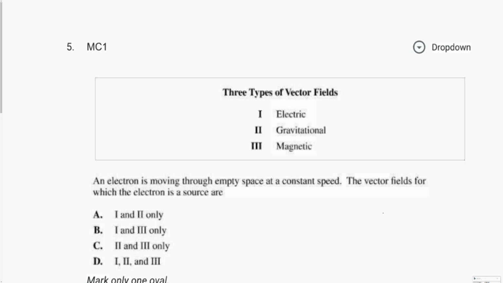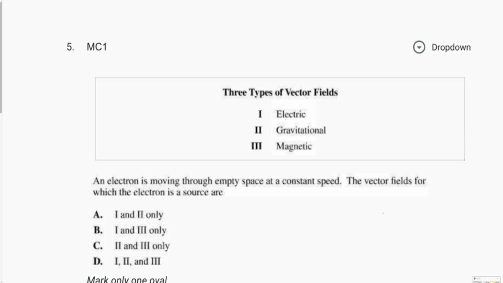This electricity magnetism unit assignment now starts with question number 1. Three fields: electric, gravitational, and magnetic fields. We know what causes each of these, right? What causes an electric field? Simple. What causes electric fields?